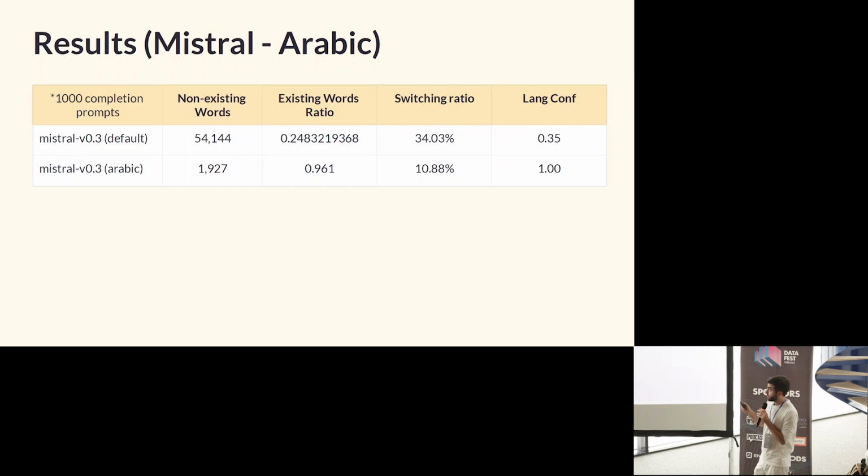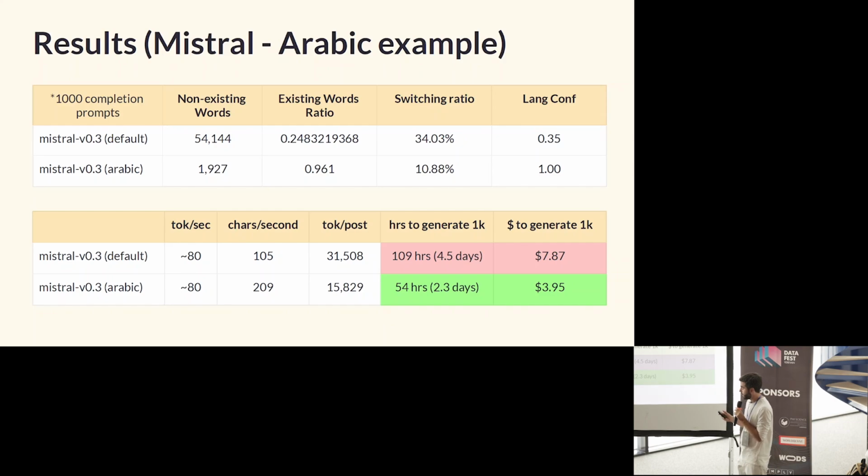But it's not just about the cleanliness of language, as I mentioned before. It's also about the economical viability of those models. And that's why we have to research the efficiency and the performance of these models. Because LLMs are bounded by hardware constraints, it will always generate, for example, 80 tokens per second on an A100. But in reality, when you inspect the characters per second, you see the difference. The default Mistral is 105 characters per second. The one with our Arabic tokenizer is twice more, 209.